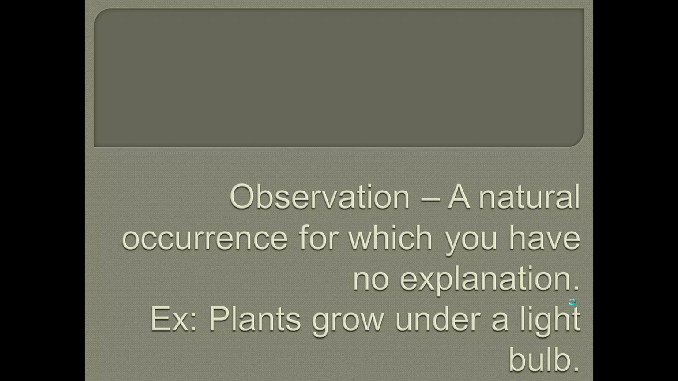We always start out with some kind of observation, and an observation is a natural occurrence or something that you see that has no explanation. You don't know why it's happening. And we're going to use the example that plants will grow under a light bulb. So, you see plants all the time, even some in our classroom, that if I turned all the lights off and just put a light over one of them, it would still continue to grow. And we've always learned that plants need sunlight to grow. So, what's going on there?